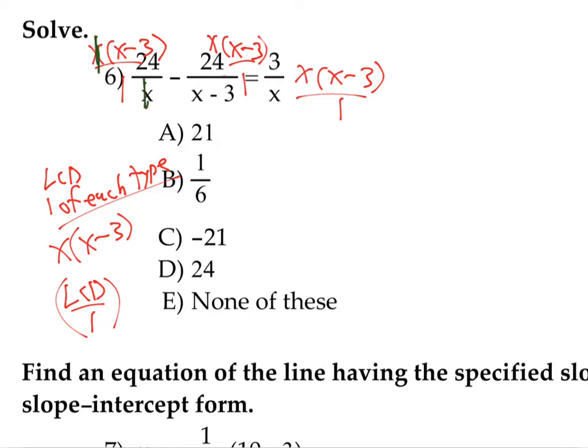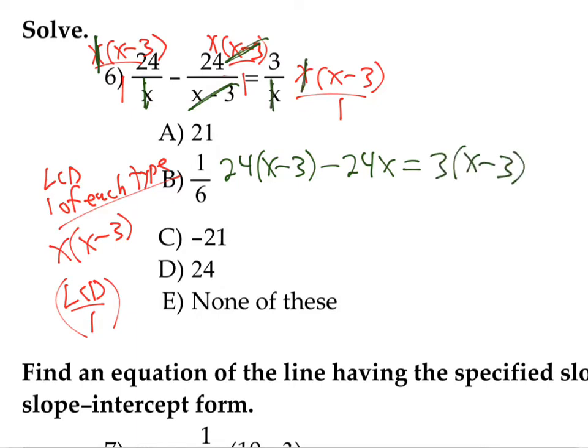x cancels x. What's left over? 24 and x minus 3. And I'll distribute it in a minute. Minus x minus 3 cancels x minus 3. 24x equals x cancels x. 3 and x minus 3.